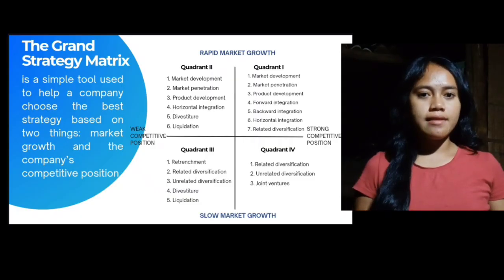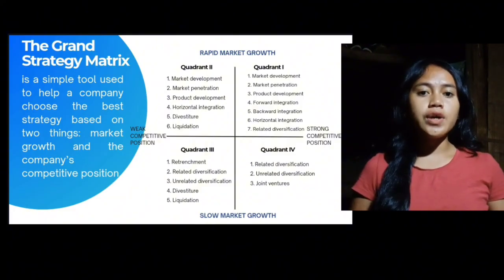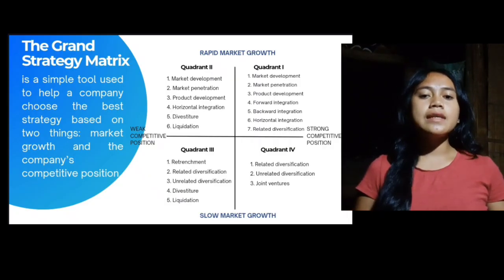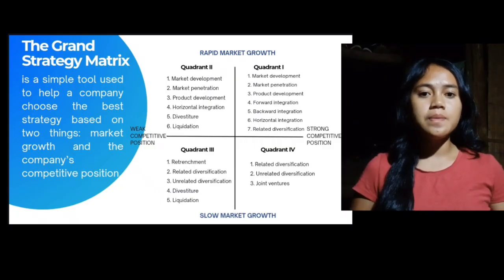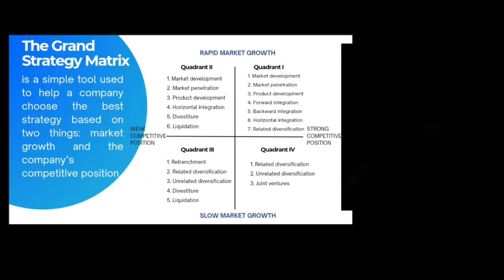So for quadrant 3, slow growth plus weak position. The company is weak and the market is not growing much. So it may need to reduce, restructure, sell, or close some businesses. So for the last one, quadrant 4, slow growth plus strong position. The company is strong, but the market is growing slowly. It can use its strength to enter new businesses or diversify.